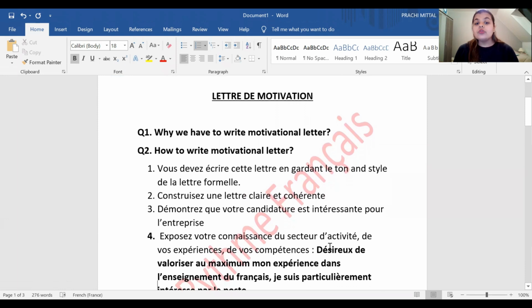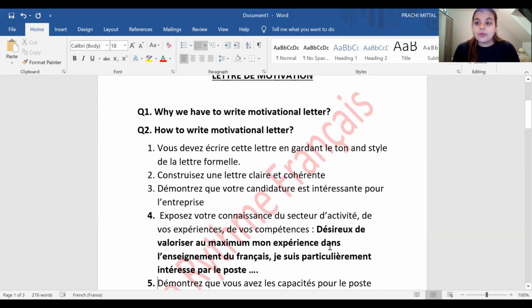Second thing, how to write a motivational letter. This is very important. People have been asking me that they are confused about what to write and how to write. So let's see. The first thing you need to take care of while writing is the tone. The tone and the style should be formal, extremely formal. There should be no informal word. Vous devez écrire cette lettre en gardant le ton et style de la lettre formelle. That means you have to be extremely formal, and your style, tone and structure should be very good. It should not be an average structure.